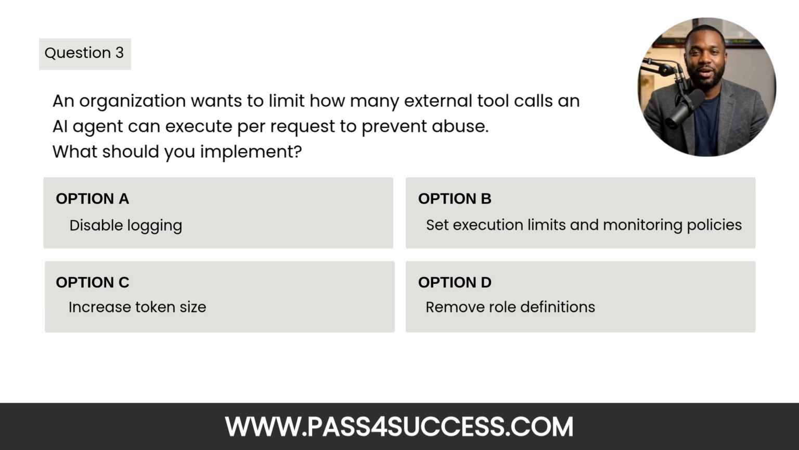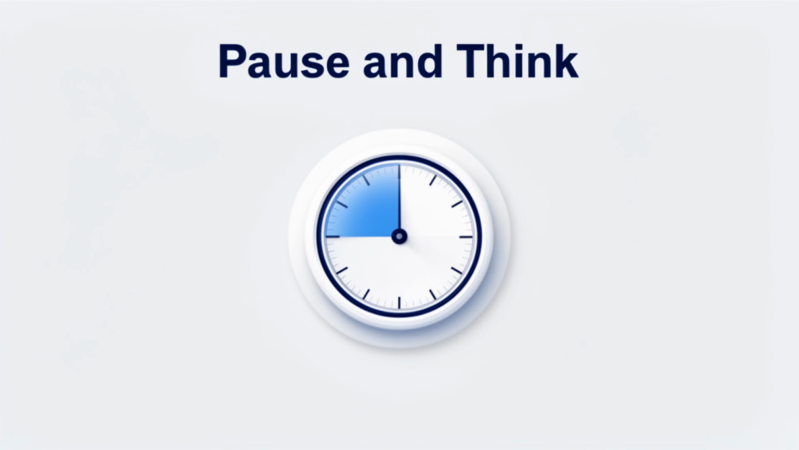Question 3. An organization wants to limit how many external tool calls an AI agent can execute per request to prevent abuse. What should you implement? A. Disable logging. B. Set execution limits and monitoring policies. C. Increase token size. D. Remove role definitions. Pause for 5 seconds.